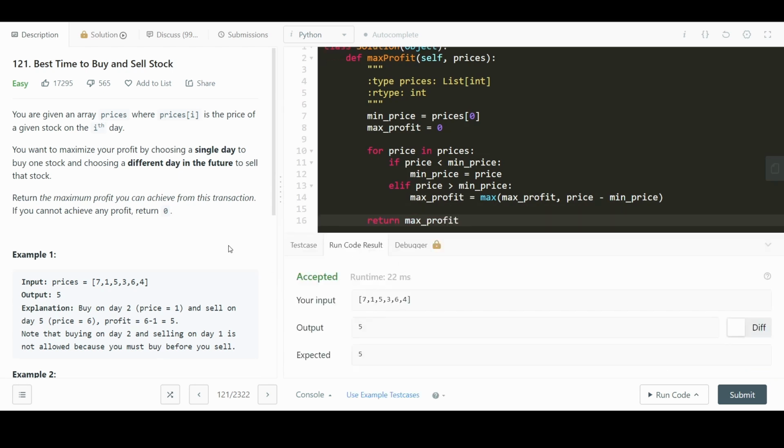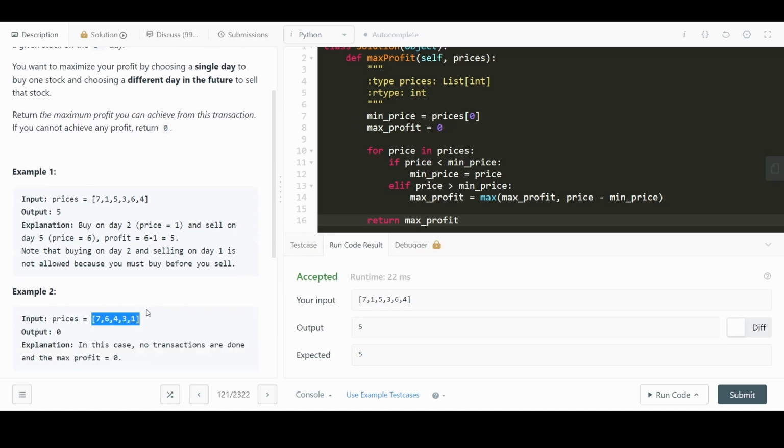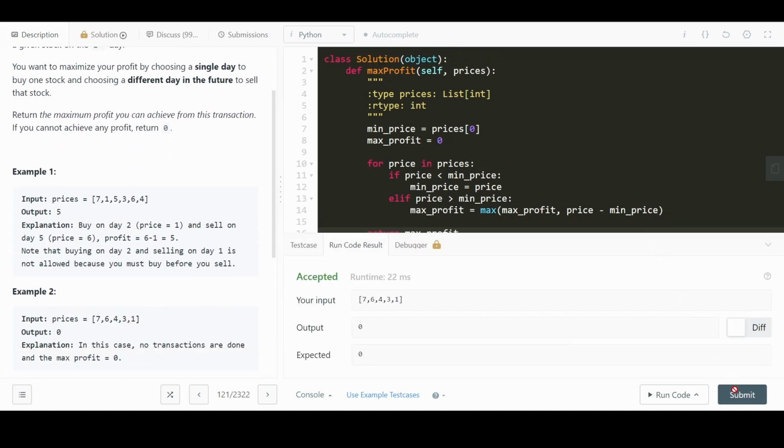So we got the right answer for this input. Let's try it with the second input just in case. Got the right answer there. Let's submit, and boom, that's it.